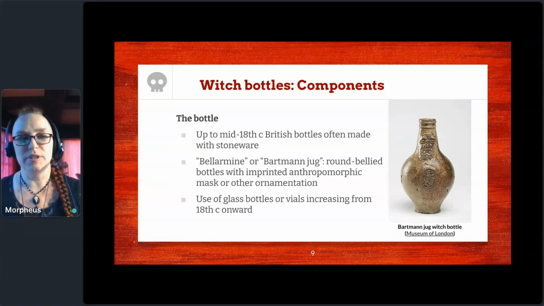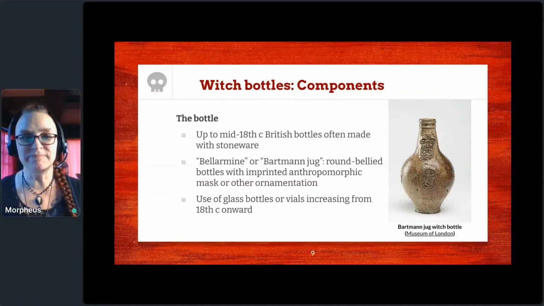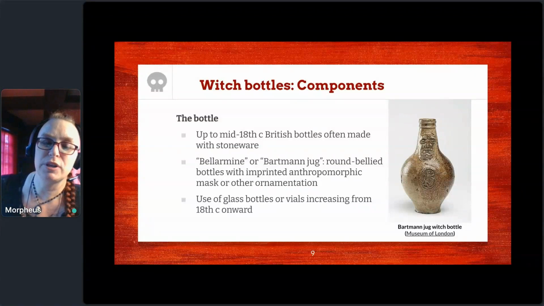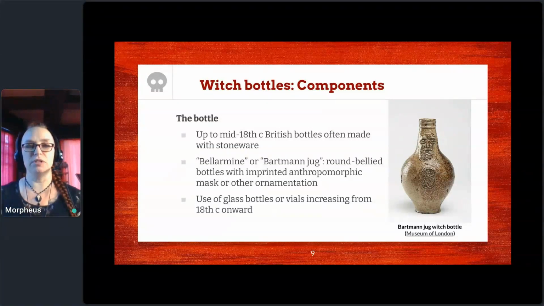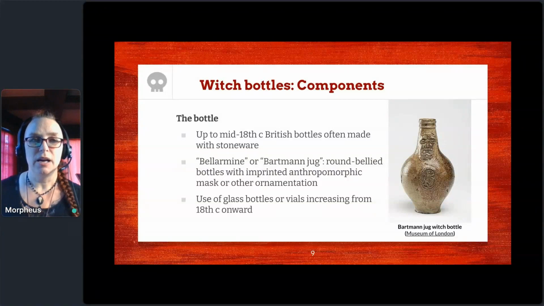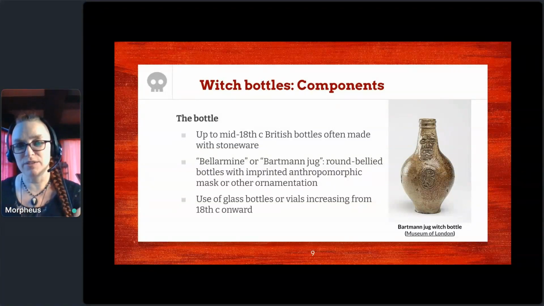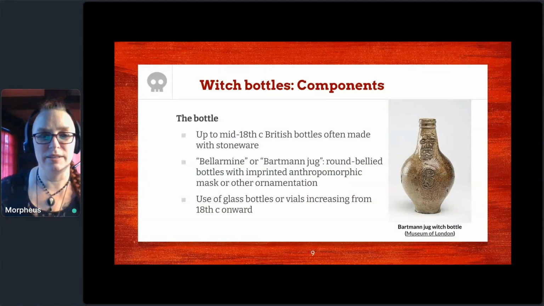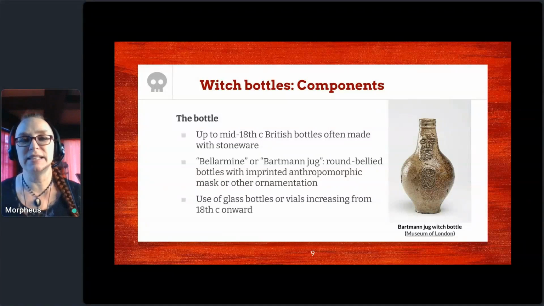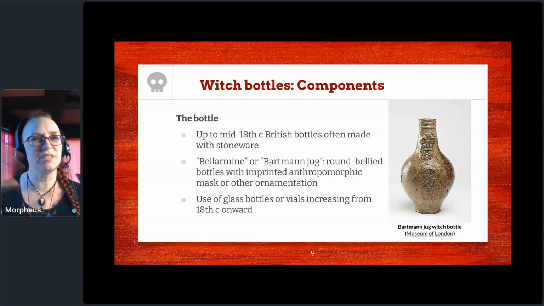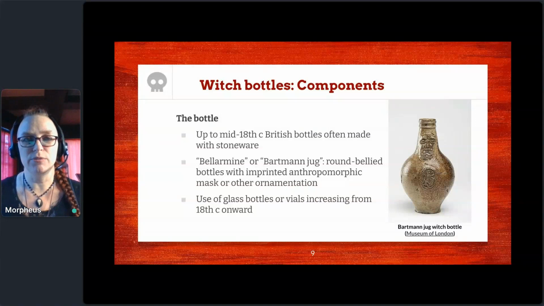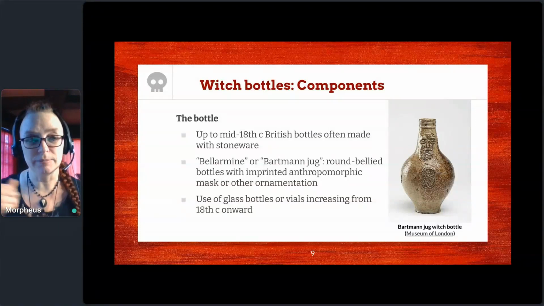So just to go over some of the components that we see in these, the bottle. Up until the mid 18th century, they were often using these stoneware bottles. And you'll see the example on screen. It has kind of a little molded face and decorative patterns on the bottle. This is an example of something that was called a Bellarmine or Bartmann jug. They're just a type of stoneware bottle that was commonly being imported into Britain from somewhere on the continent.